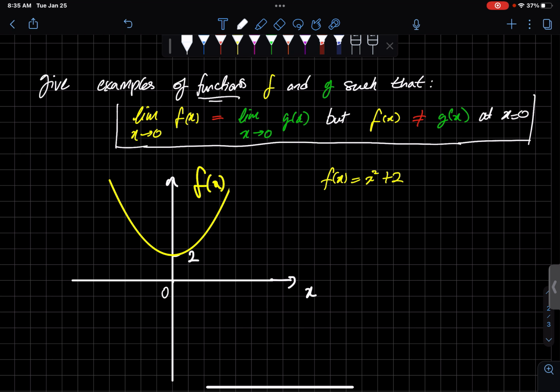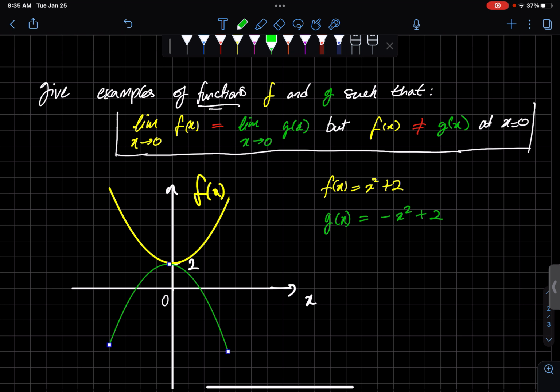And we can define another function, the g of x. Let's say g of x is the inverted version of this, minus x squared plus 2. If we plot this function, we get something like that.